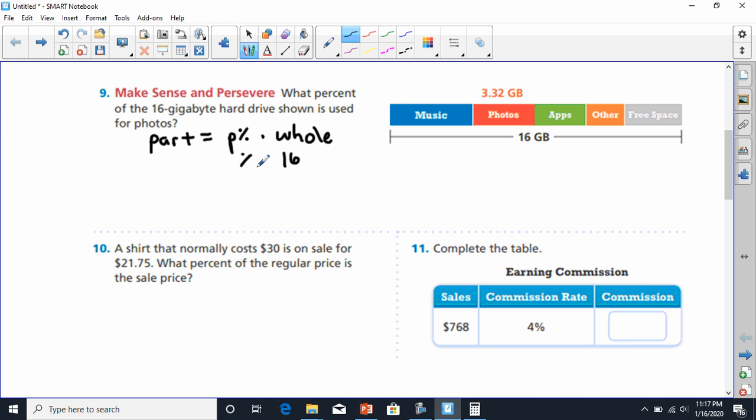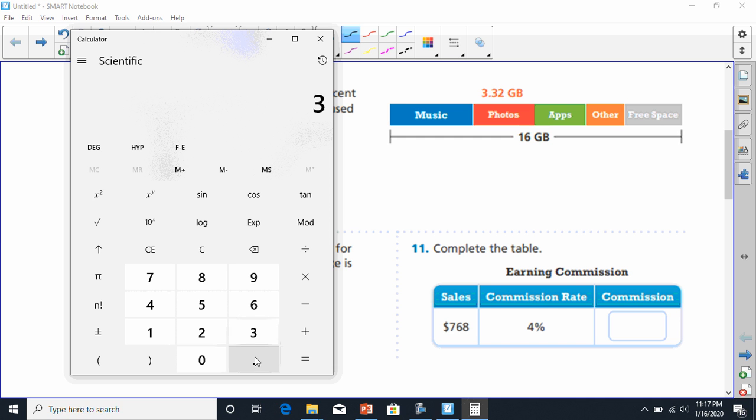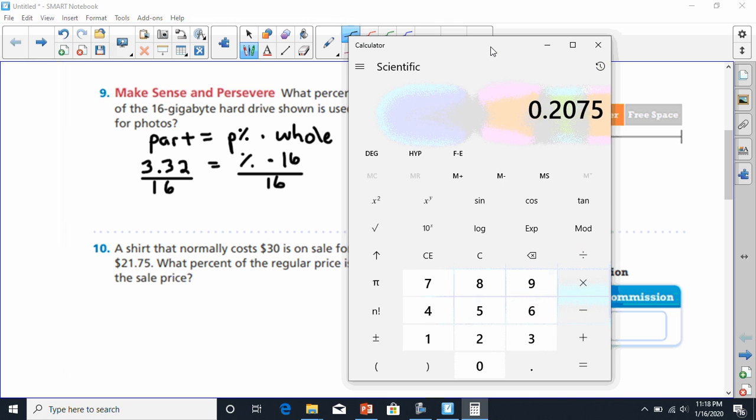So the percent times that is going to equal the part, which is 3.32. Well, once again, we're going to divide 16 from this side to get it by itself, which means we'll divide it from this side. Now I have to find out what 3.32 divided by 16 is. 3.32 divided by 16 is 0.2075.